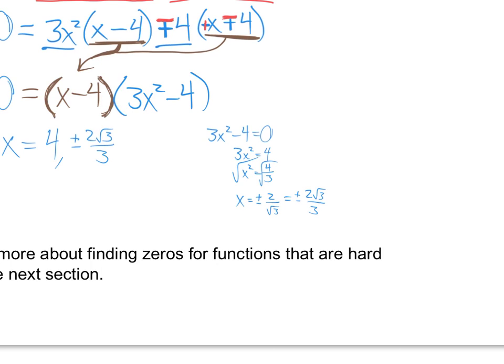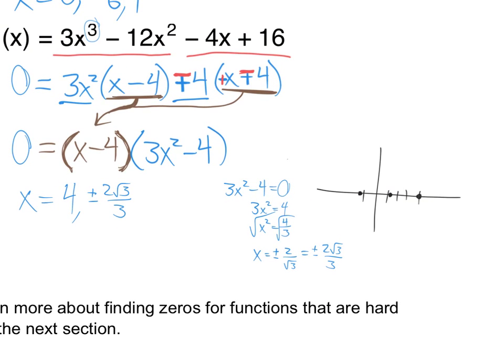Now, if we were trying to graph this, all of these have a multiplicity of 1, okay? So we would have 4, 1, 2, 3, 4. And then 2 root 3 over 3. Root 3 is about 1.7, so that'd be about 3.4 over 3. So that'd be about 1.1, 1.15. Okay? So there would be positive 2 root 3 over 3. And then here would be a negative 2 root 3 over 3. Okay?